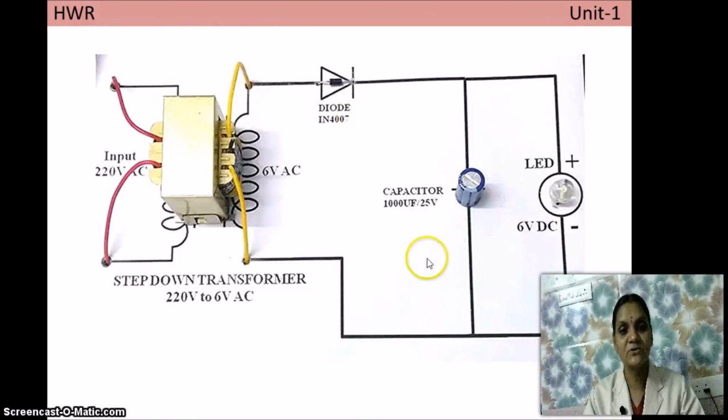And this is the circuit diagram you can fabricate in your lab or at home. This is a half wave rectifier. You just have to purchase these components: a step down transformer, input 220 volt, output 6 volt AC, one diode IN4007, a capacitor with this rating, and an LED that can withstand 6 volt DC. When you connect and fabricate a circuit like this on a breadboard, you can perform a half wave rectifier. Verify this circuit by applying 230 volt input AC, and check whether the LED is glowing or not.